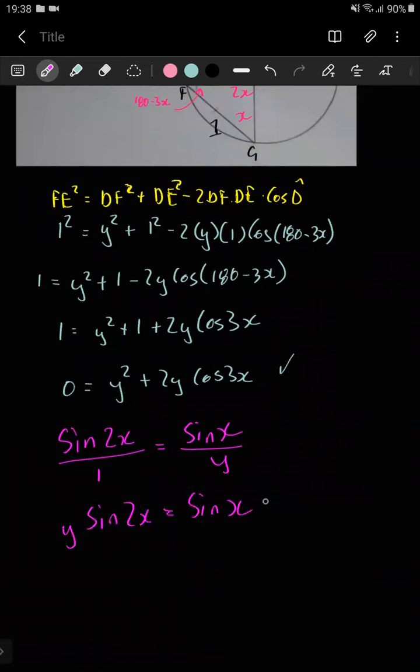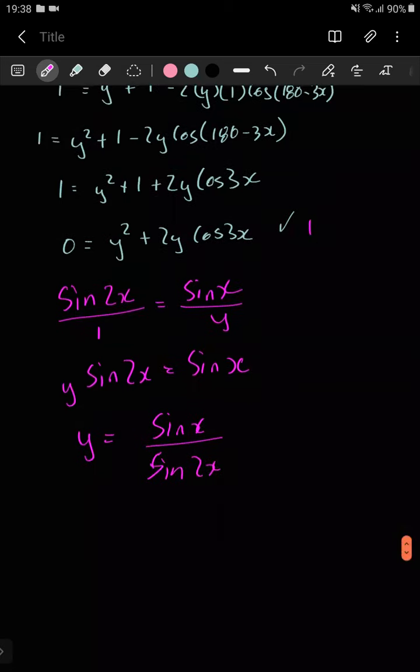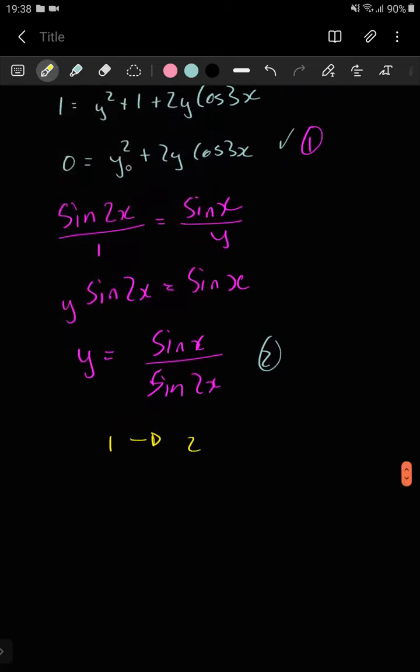I do feel like I'm off-ramping with this question way too hard, but anyway, let's make y the subject of the formula. You're going to have y is equal to sine x over sine 2x. I hope I'm not off-ramping too much. So this is equation 1. Let's carry on with what we have here. This is equation 2. So we want to put equation 1 into equation 2, where y is, you're going to put this whole thing here.